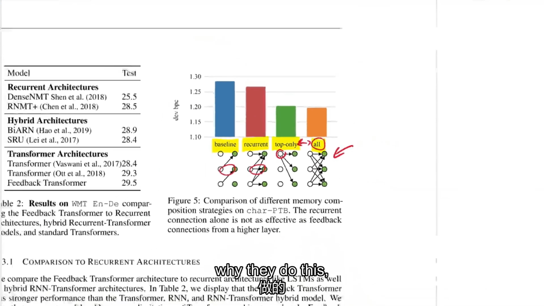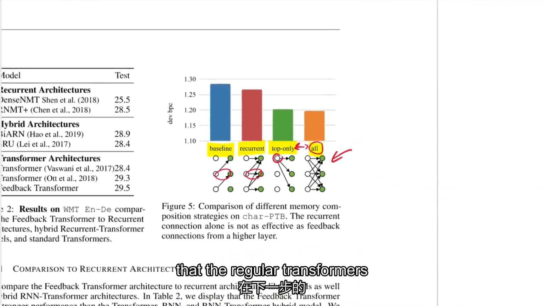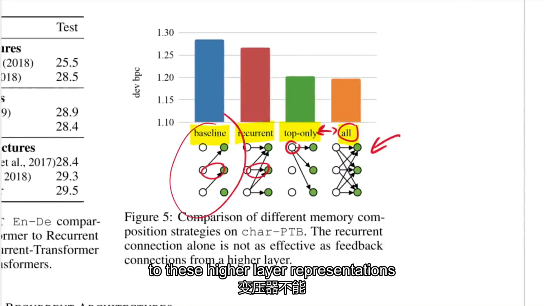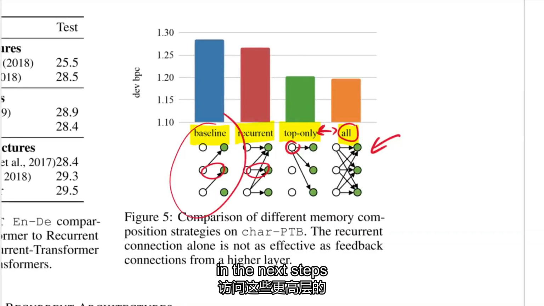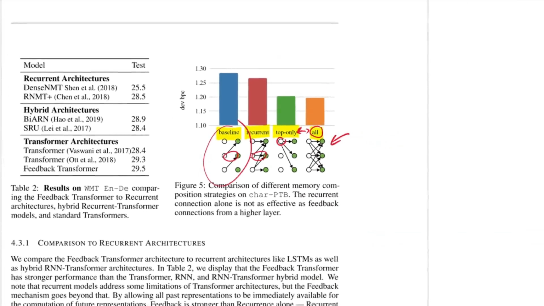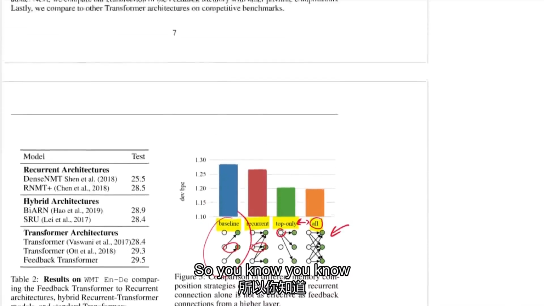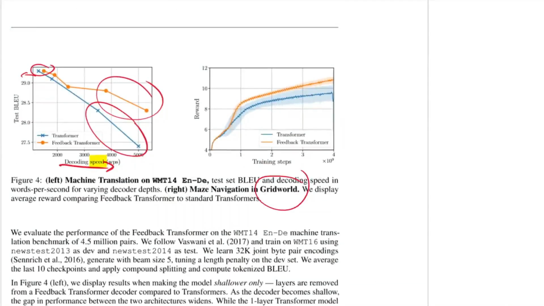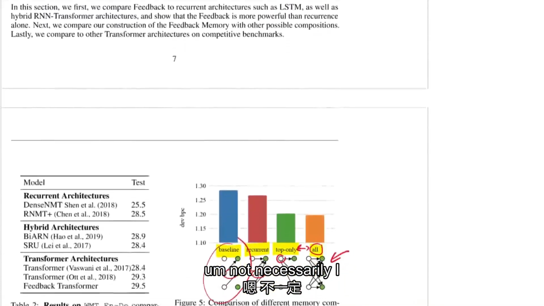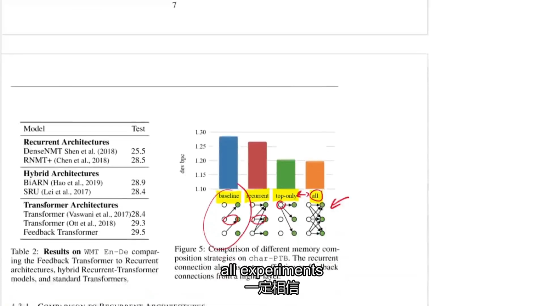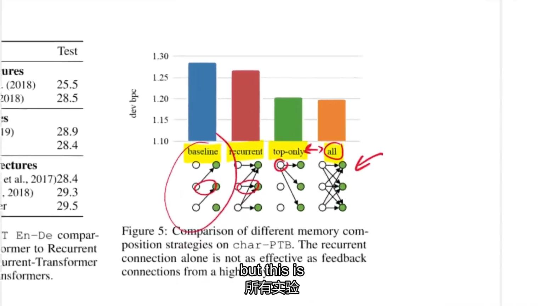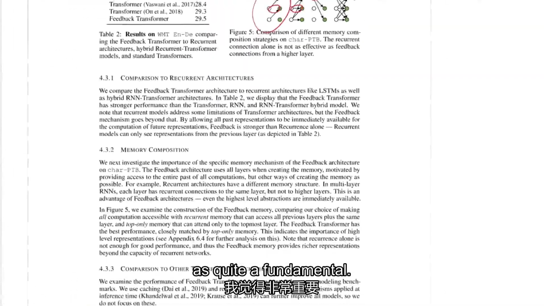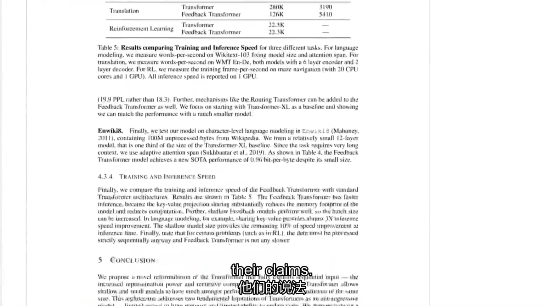So the reasoning why they do this, the fact that the regular transformers don't have access to these higher layer representations in the next steps of computation, I think that's really valid. So the experiments here on reinforcement learning in grid world, they're fun. I don't necessarily believe all experiments in papers, but this is a finding that does strike me as quite fundamental, and it validates their claims.